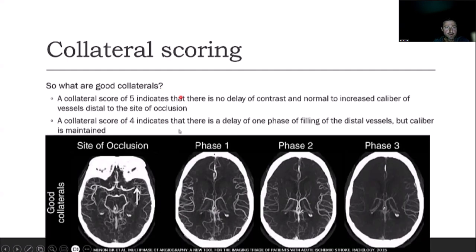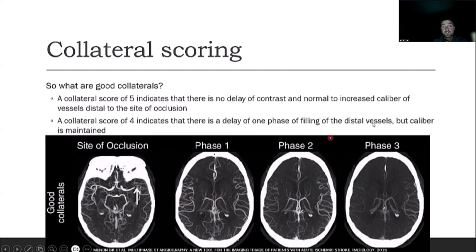So what are good collaterals? A collateral score of 5 indicates that there's no delay of contrast in normal to increased caliber vessels distal to the site of occlusion. This is a good example of it. This is phase 1, so this is the arterial phase. And you can see there's essentially no difference in the classification of the distal MCA branches. There is an M1 occlusion distally, but you don't notice it when you're not looking at the actual clot.